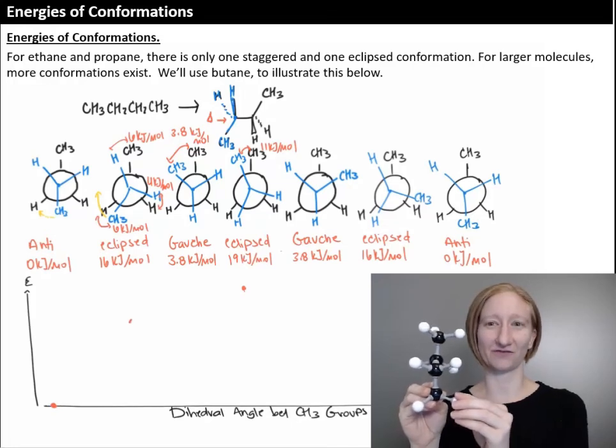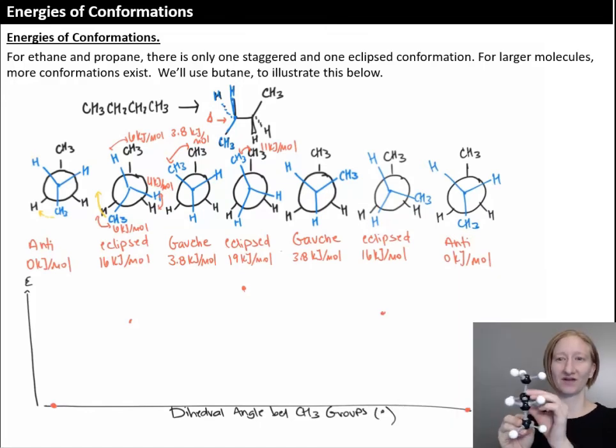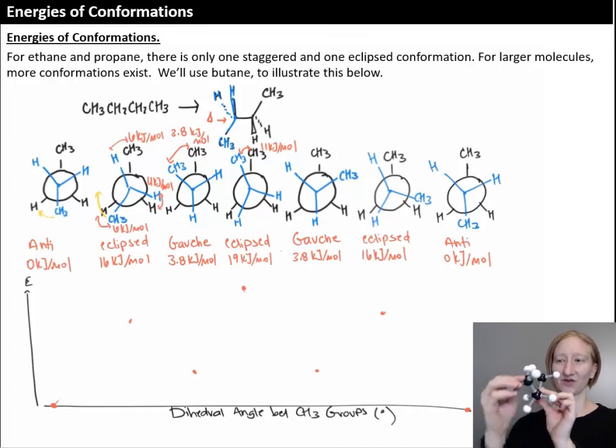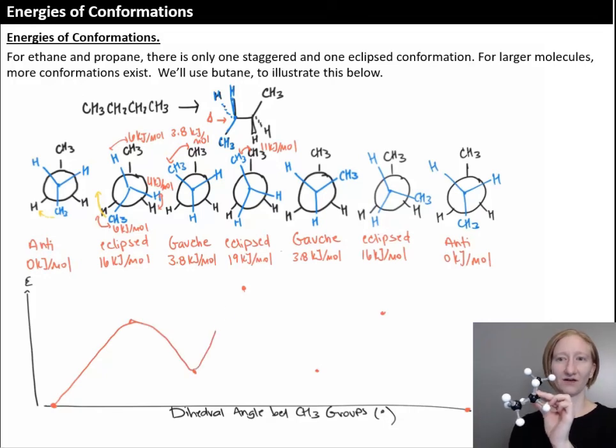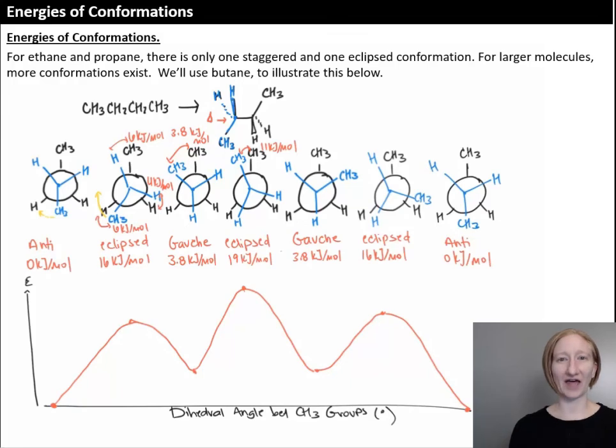We've assigned the anti-conformation as having an energy of 0 kilojoules per mole. The conformation with the two eclipsing methyl groups is the least stable, or the highest in energy. And then the other gauche and eclipsed conformations are higher in energy, or less stable, than the anti-conformation. So what we can draw here now is the energy coordinate, or the energy diagram, that corresponds to the changes in energy as we rotate around that carbon-carbon bond of butane.